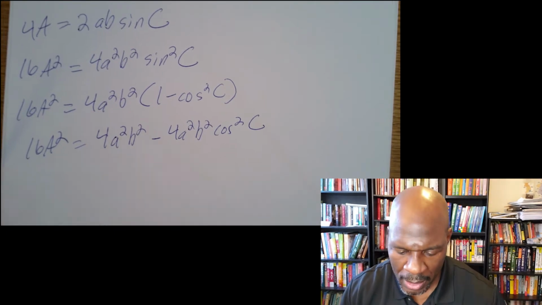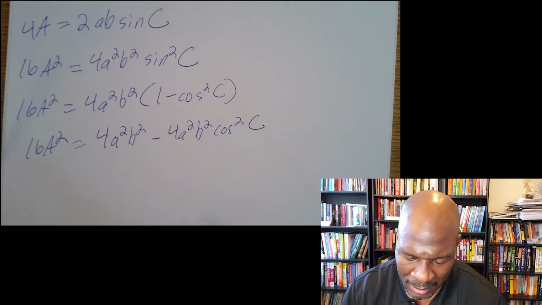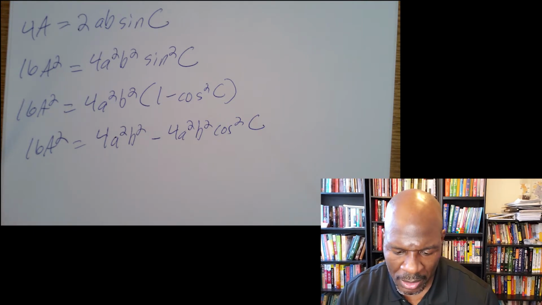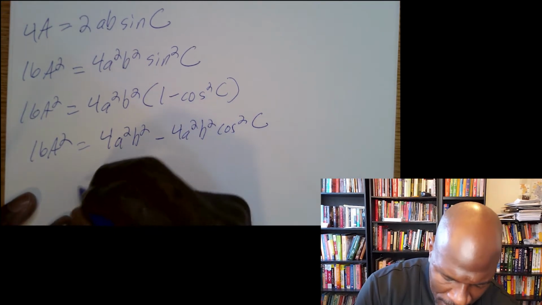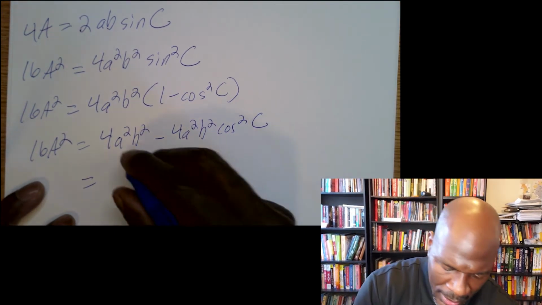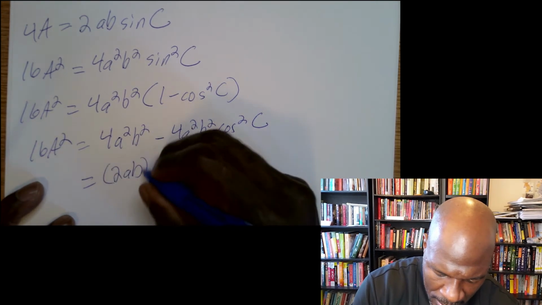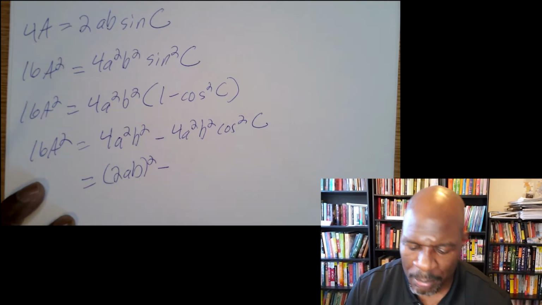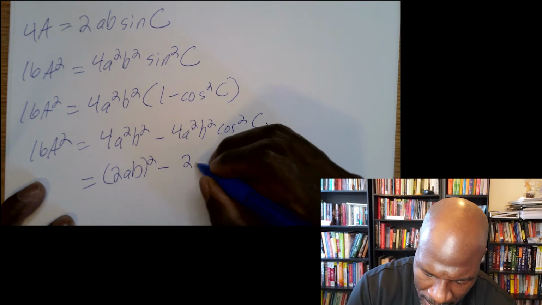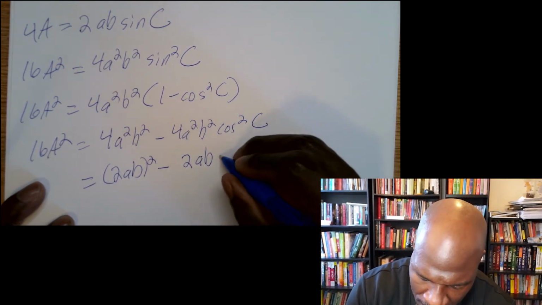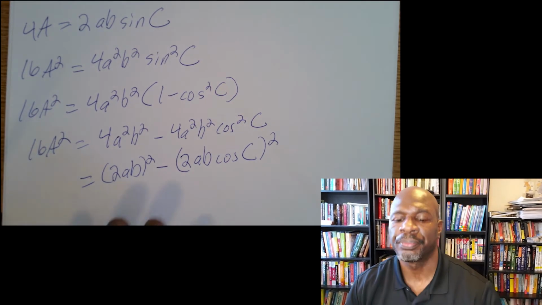All right, so now what can I do? Well, now everything here looks like a perfect square. Of course it is because I squared. So let me write it in that manner. This 4A squared B squared is (2AB) squared. 4A squared B squared cosine squared C is (2AB cosine C) squared.